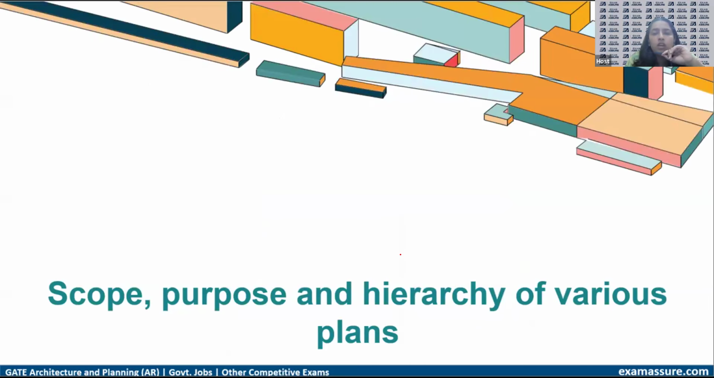Okay. Moving on to the next part, that is the scope, purpose, and hierarchy of various plans. Let us understand that.